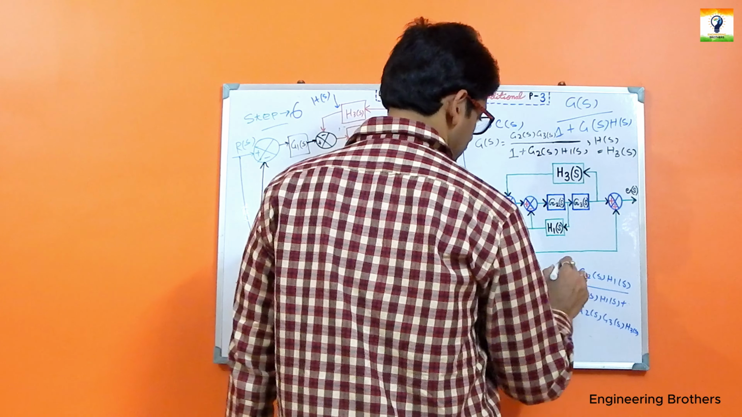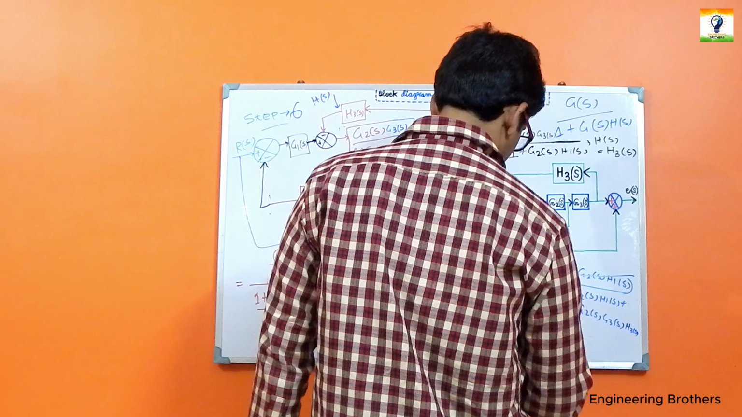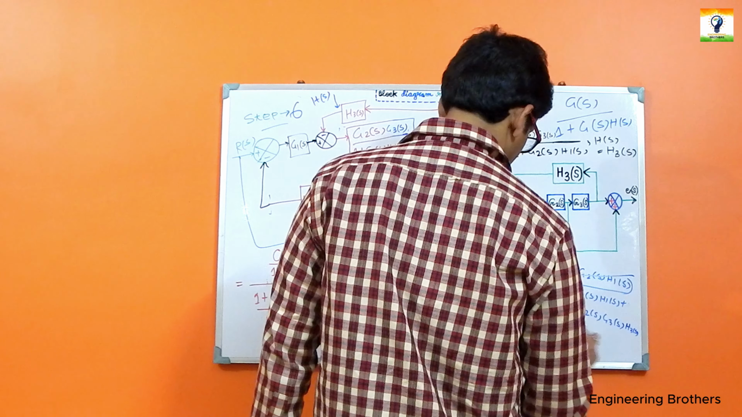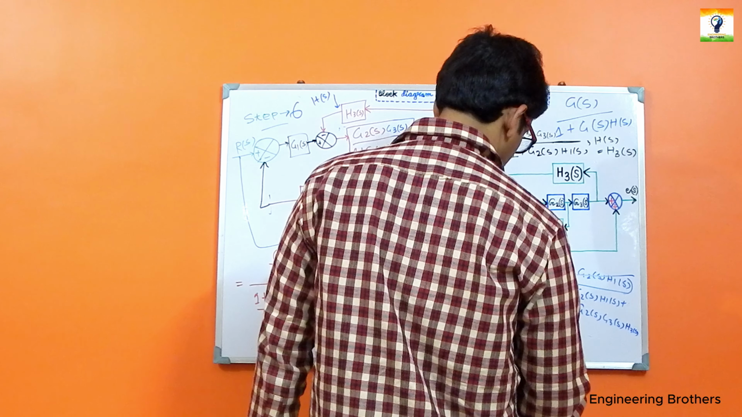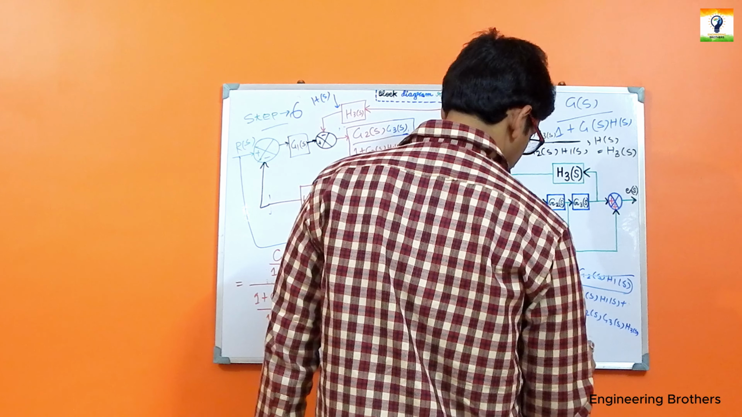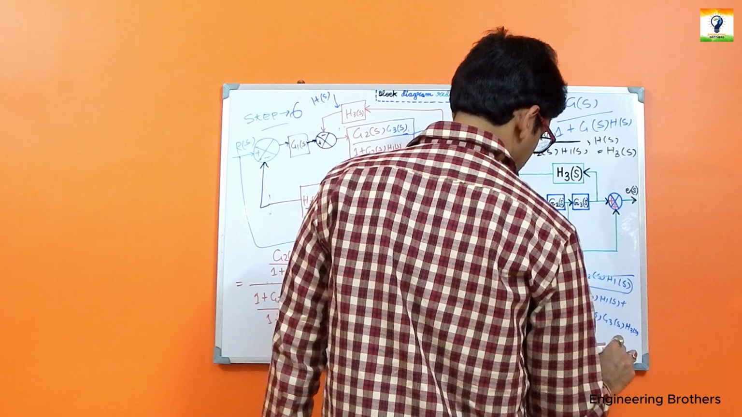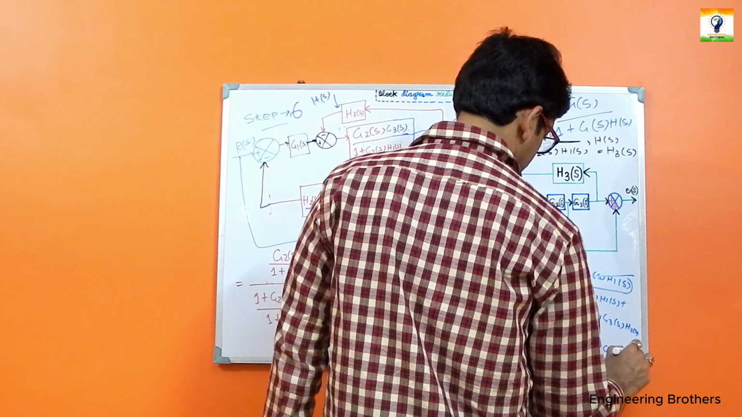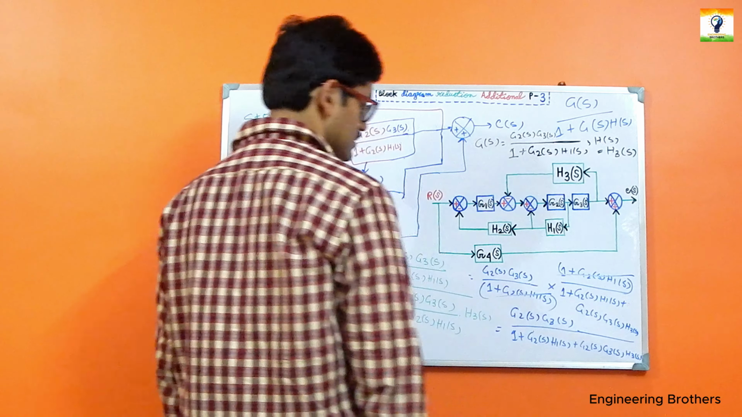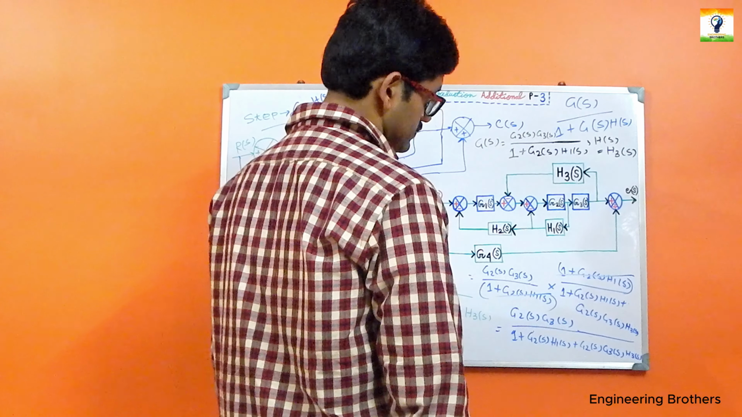Now we should cancel this over here, and quite naturally the expression for the overall gain for that one will be our G2s G3s divided by our 1 plus G2s H1s plus G2s G3s H3s.